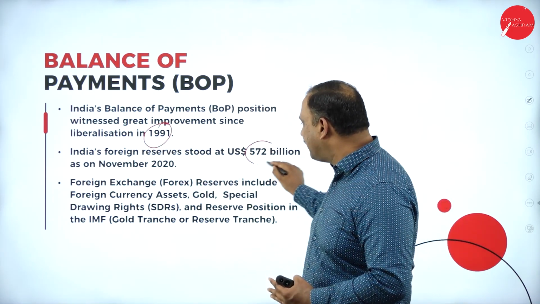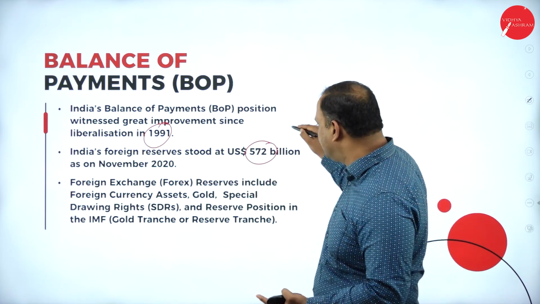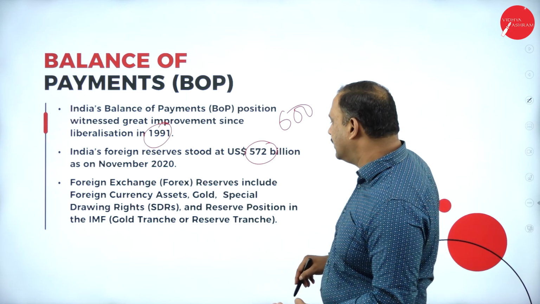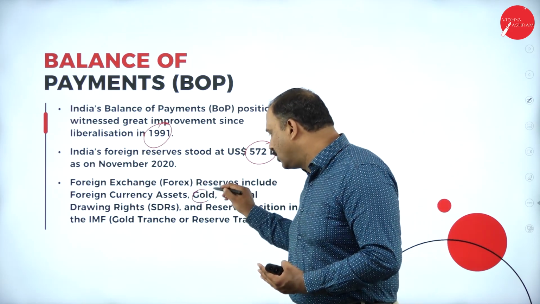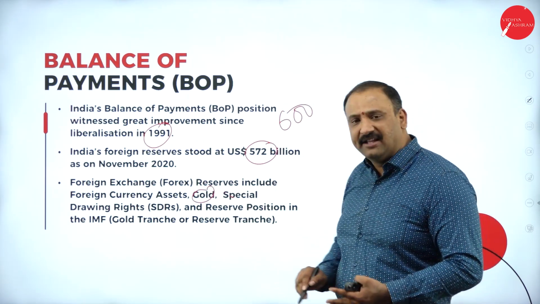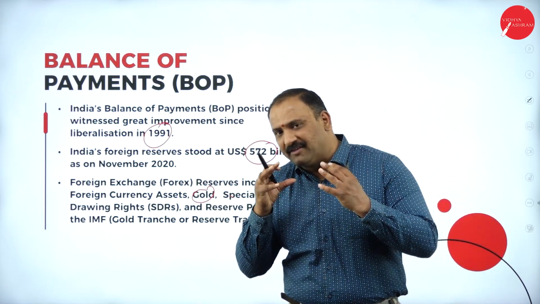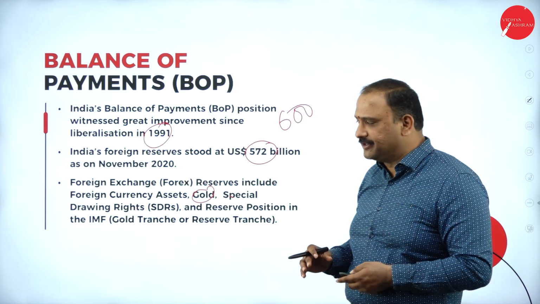Now, India's balance of payments has witnessed a great movement since the year 1991. The reserves stood at 572 million. Now, we have crossed more than $600 billion. Our forex reserves include gold, special drawing rights, and the reserve position in the IMF. So we have been able to make fantastic growth altogether here.